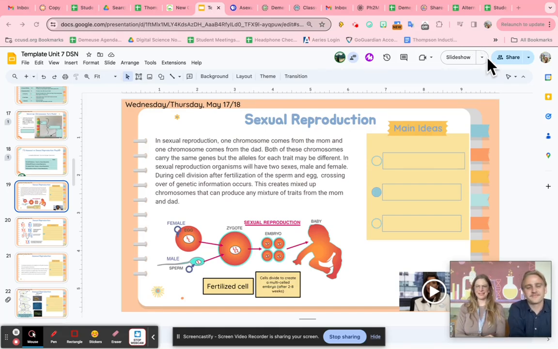Howdy. It's us. Today we're talking about the differences between sexual and asexual reproduction, starting with this slide.